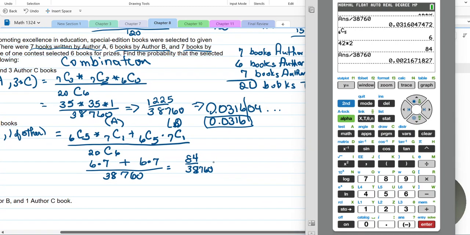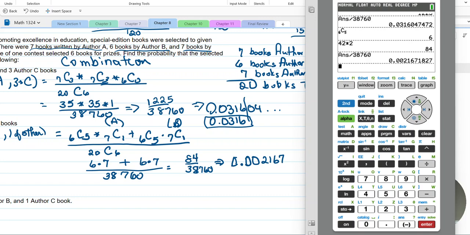And we'd have a very small decimal. Oh, 2 zeros. Sorry about that. 2167. Okay. 1, 2, 3, 4. Okay. So it would be 2, 2 after we round it.